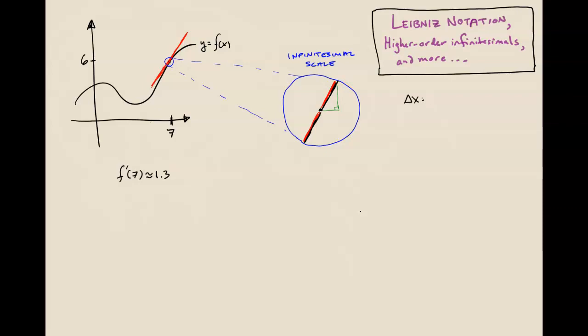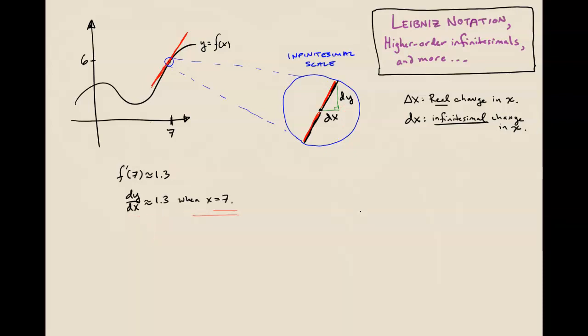Whereas delta x refers to a real change in x, and when I say real, I mean as in the real numbers, not like real as opposed to false, a slightly different notation introduced by Leibniz, dx, where this is a lowercase d, refers to an infinitesimal change in x. Consequently, over in my picture here, what I would write on my infinitesimal scale is that this side is dx, the infinitesimal change in x, while this side is dy, the infinitesimal change in y. So that we might write something like dy over dx is about 1.3 when x is 7.